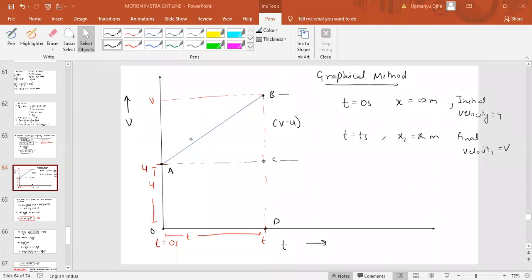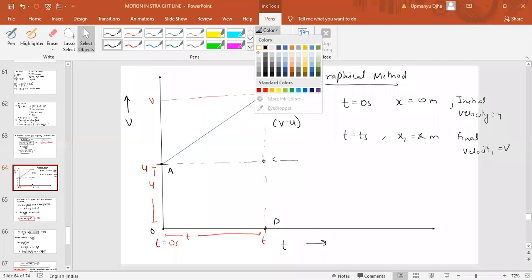Now, if you draw the graph, you can see that at t equal to 0 seconds, initial velocity is u, because we are plotting the graph between v and t. Velocity versus time graph we are plotting. At time t equal to 0 seconds, the velocity is u. At time t seconds, velocity is v. Since the motion is uniformly accelerated, it would be a straight line. So we got a straight line.